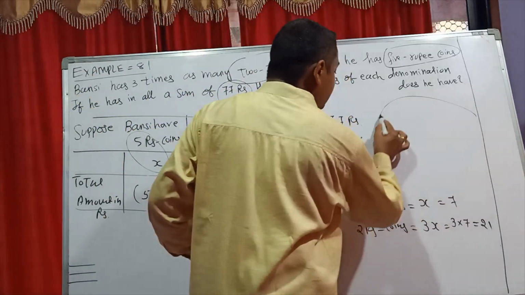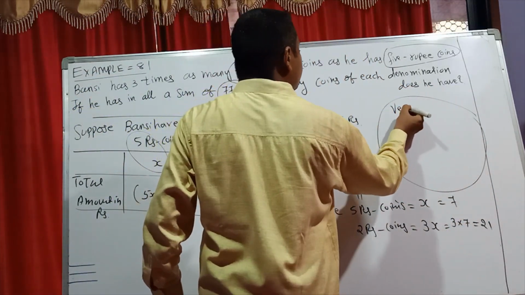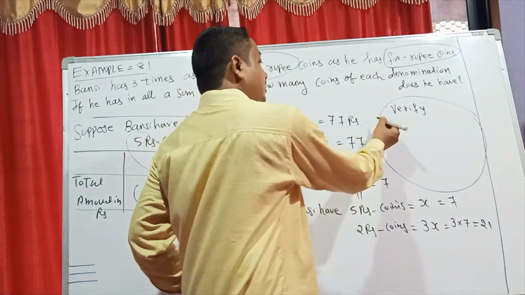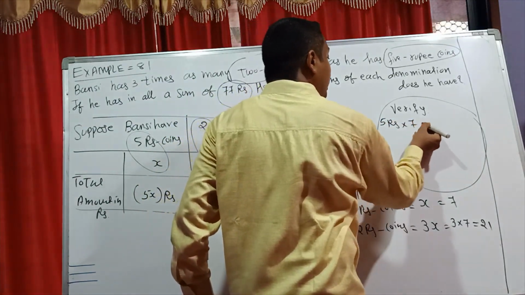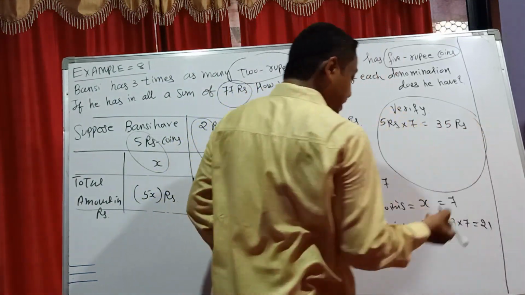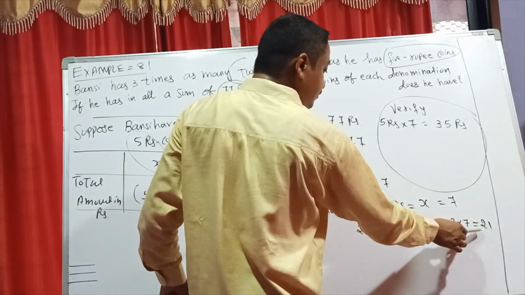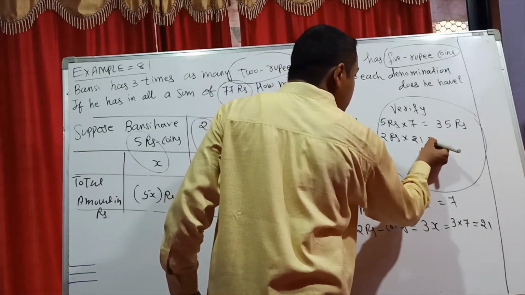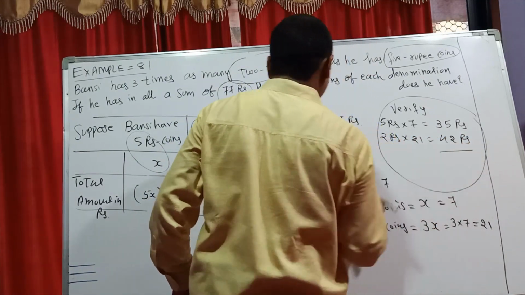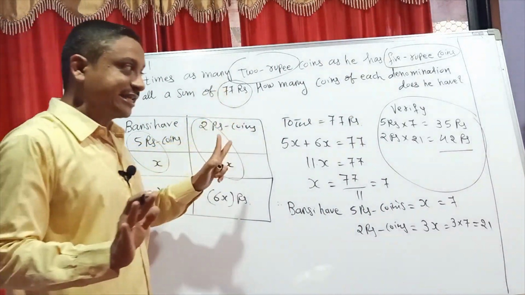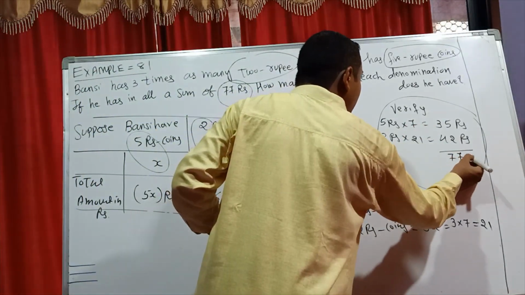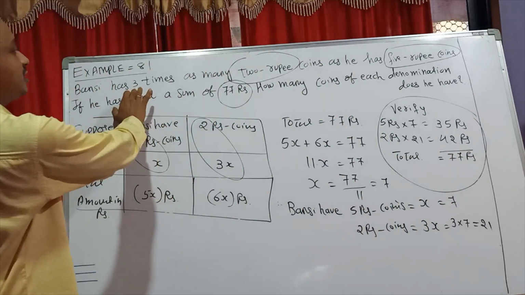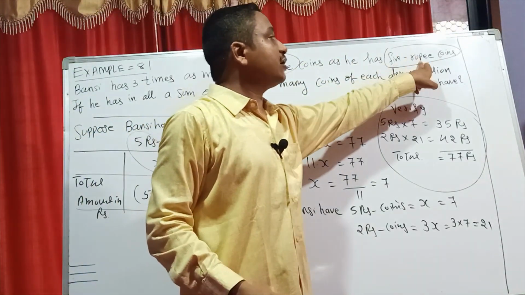I just verify whether this answer is true or not. Necessary verifications. See, the 5 rupees coin count is 7. It means 5 rupees coin into 7 coins will get 35 rupees. And here 21 coins for the 2 rupees. It means 2 rupees coin into 21. How much? It is 42 rupees. Just add it and check out. Your 77 rupees tallies. Yes, the total amount of 77 rupees tallies here, for Bansi has 3 times the 2 rupees coins compared to 5 rupees coins.